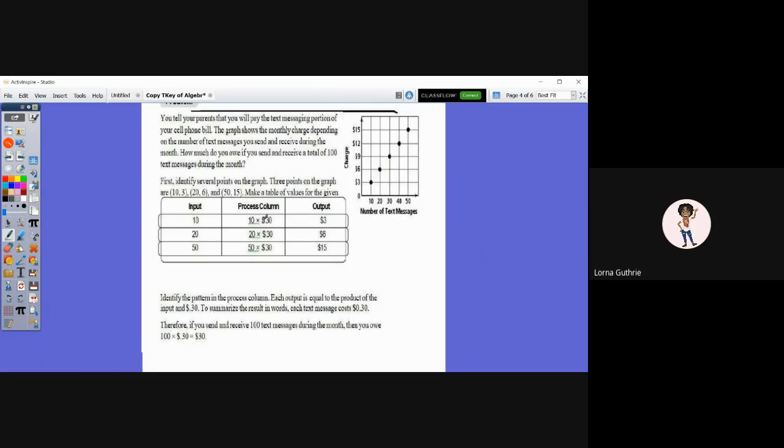10 times 30 cents, so you get $3, 20, and so on. So the pattern then is where each text message will cost you 30 cents. So if you send and receive 100 text messages during the month, then you owe your parents $30.